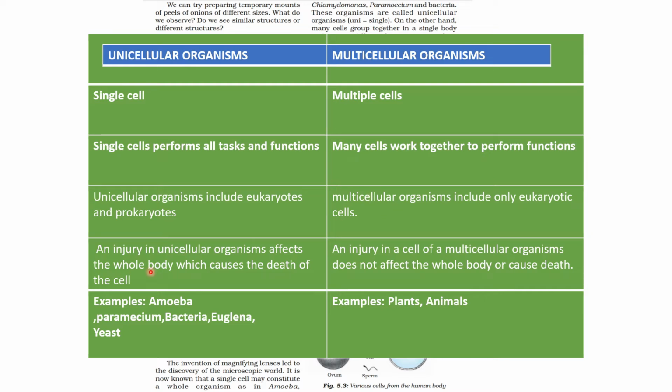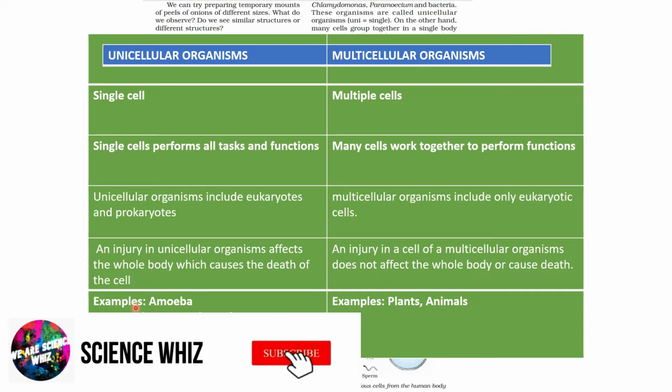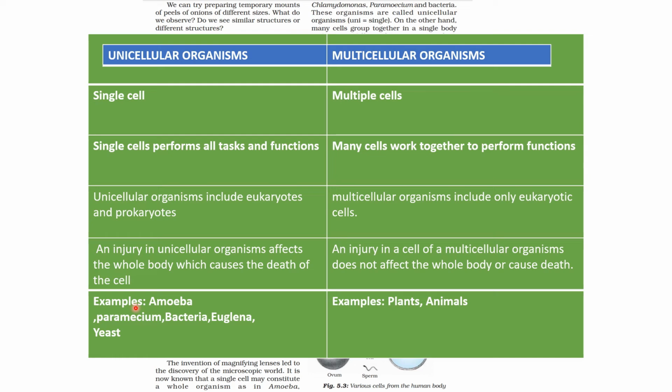In a unicellular organism, an injury affects the whole body, which causes the death of the cell. Whereas in a multicellular organism, an injury to a cell does not affect the whole body or cause death. Examples of unicellular organisms: amoeba, paramecium, bacteria, euglena, yeast, etc. Multicellular organisms: plants, animals, fungi, etc.